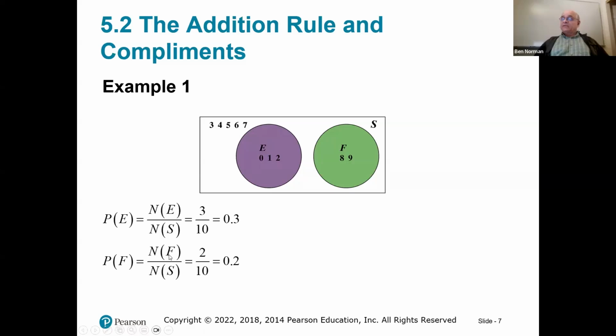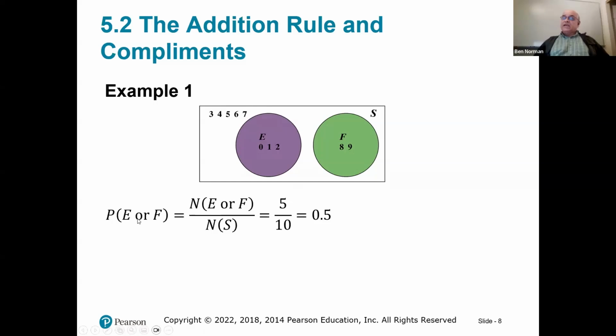The probability of F is the number of elements in F divided by the number of elements in S, 2 over 10, or 0.2, because there are only 2 elements in all of F, divided by the total number of elements within S. The event E or F is an event that falls within E or F, could be one or the other. It is possible for it to be both, but we'll get into that. At the moment, E and F are disjoint.